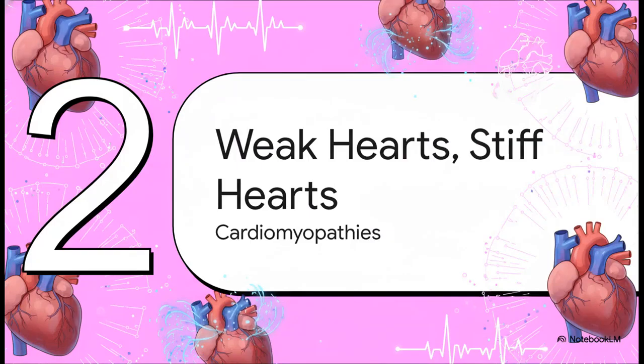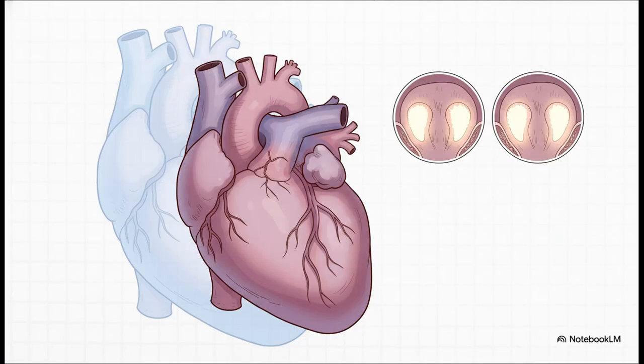So let's put this into practice and look at our first category of cases. We're talking about cardiomyopathies, which are basically diseases of the heart muscle itself. First up, dilated cardiomyopathy. The easiest way to think about this is a heart that's gotten big, baggy, and weak. It's just not pumping efficiently.